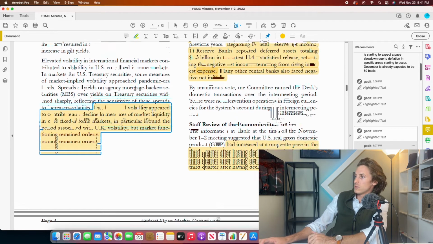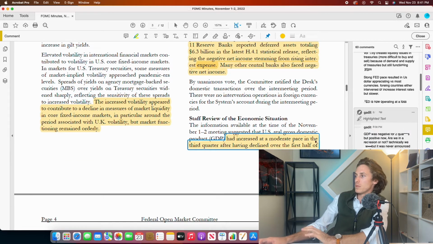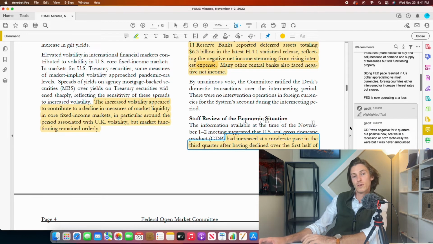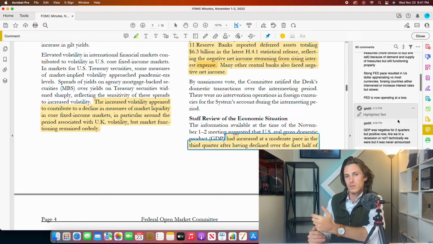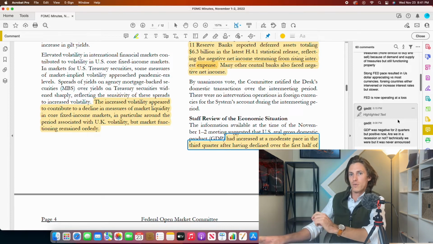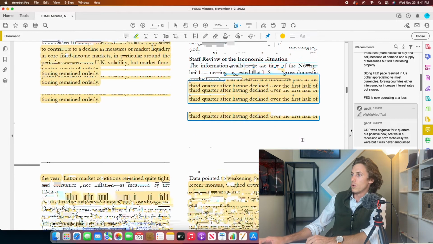Now on to the next notes here, staff review of the economic situation. The GDP was negative for the first 2 quarters of 2022. However, we had a positive GDP in the third quarter. So theoretically speaking, from a technical perspective, in the beginning of 2022, the US was in a recession, but it was never called. And we're now in positive growth in this quarter. The question is, how will Q4 look? We don't know, but we will see.